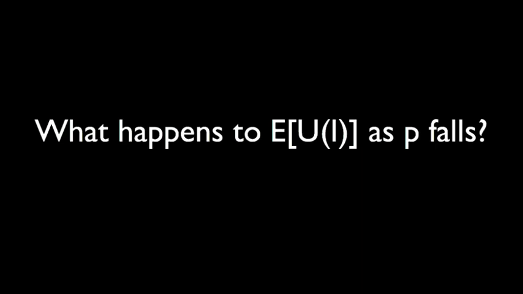Final question, what would happen to expected utility as P falls? The answer is that it would increase, because again, as the guy starts walking towards the top dot, his vertical location is going to rise.